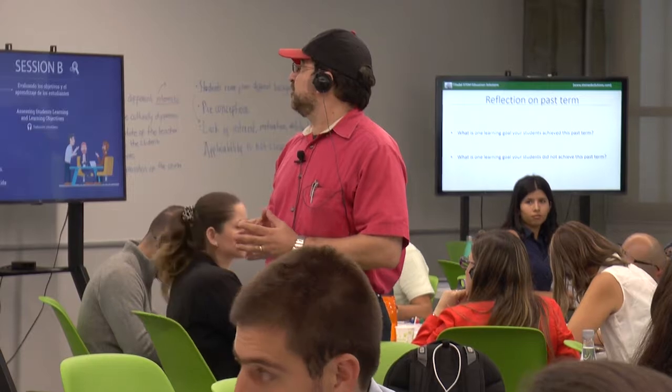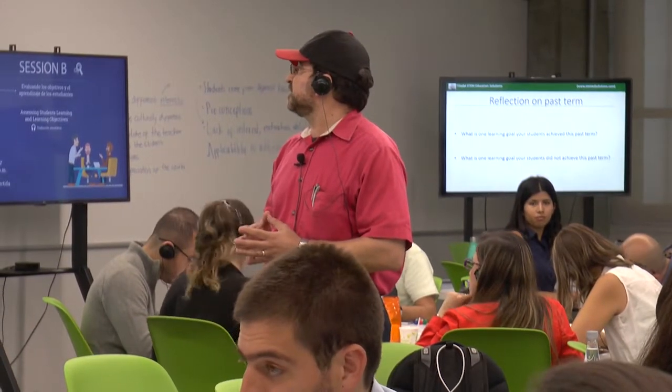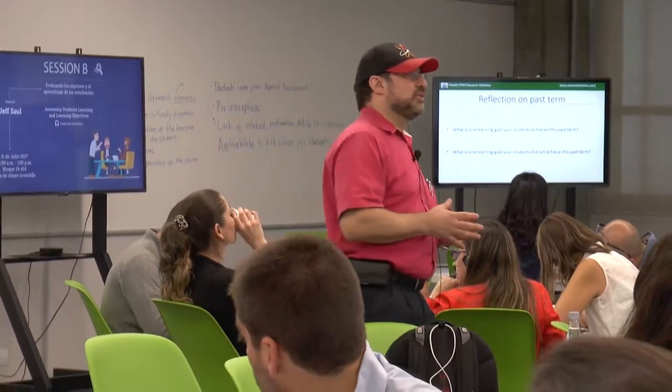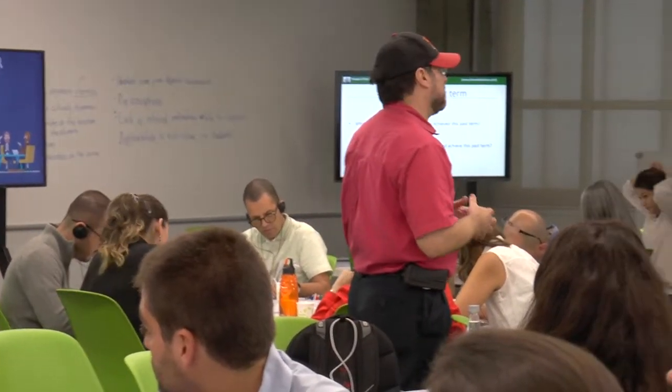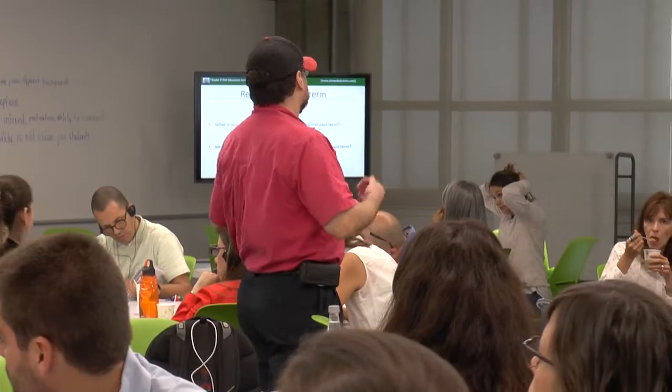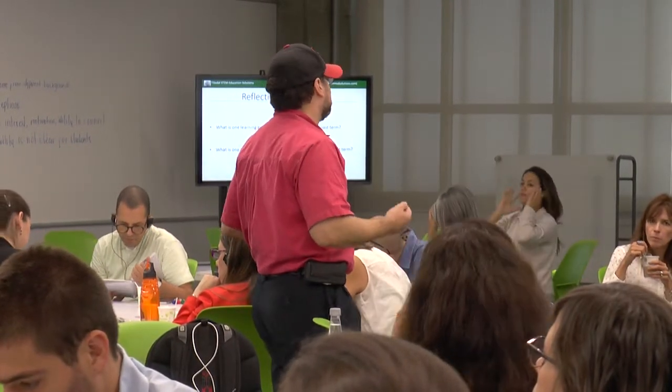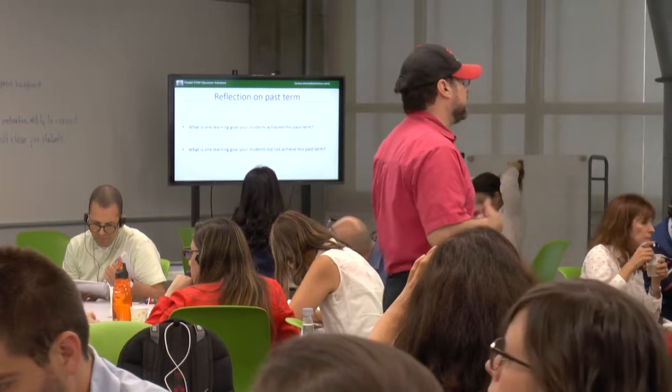Again, form groups of three or four, and I want you each to discuss one learning goal your students achieved this past term, and one learning goal your students did not achieve this past term. One thing you want your students to learn, you want them to get out of your class, that based on what you're able to see, they were not able to get. They were not able to achieve it for you.